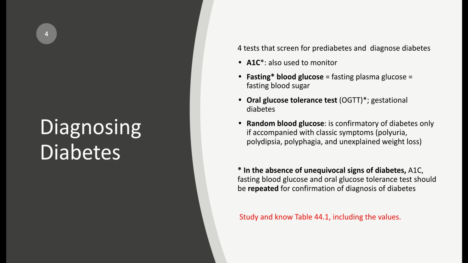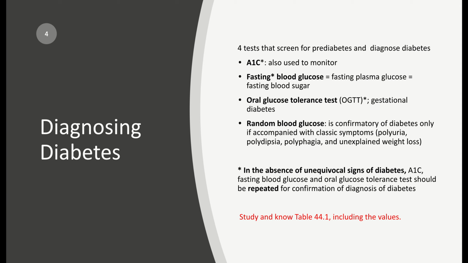There are 4 tests that screen for prediabetes and diagnose diabetes, and these are A1C, which is also used to monitor diabetes, fasting blood glucose, otherwise known as fasting plasma glucose or fasting blood sugar, the oral glucose tolerance test, which is the test used in diagnosis or screening gestational diabetes, and the random blood glucose, which is confirmatory of diabetes only if accompanied with classic symptoms.